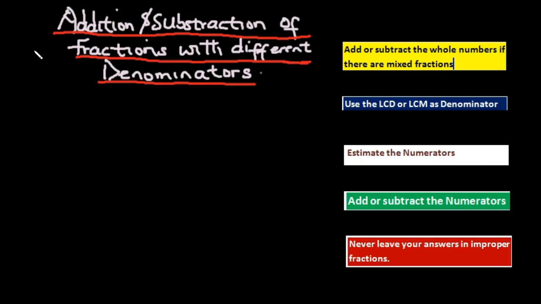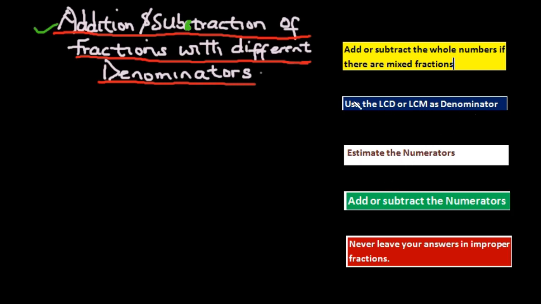Addition and subtraction of fractions, or fractions with different denominators. In my other video, I treated the addition and subtraction of fractions with a common denominator. The process is almost the same. It's just that there's a slight twist, and that involves the use of LCM or LCD. LCD is the lowest common denominator or lowest common multiple.